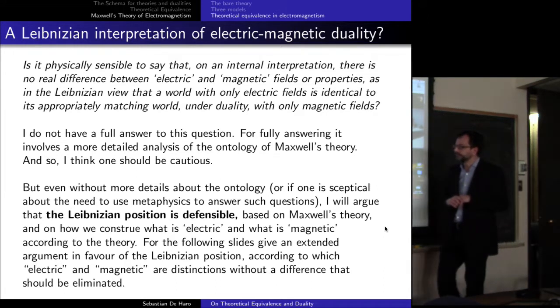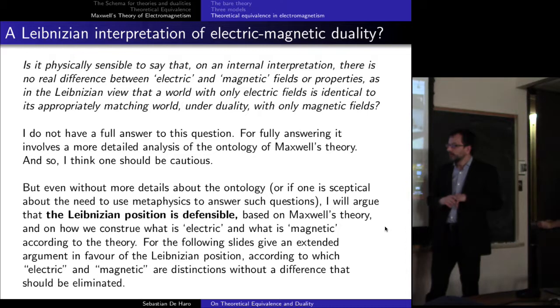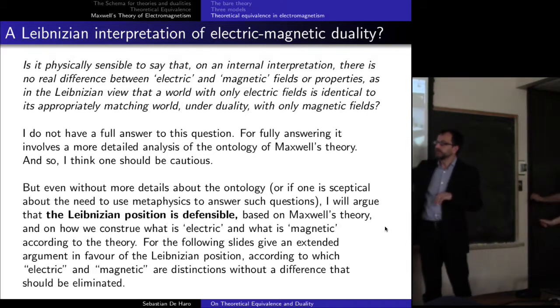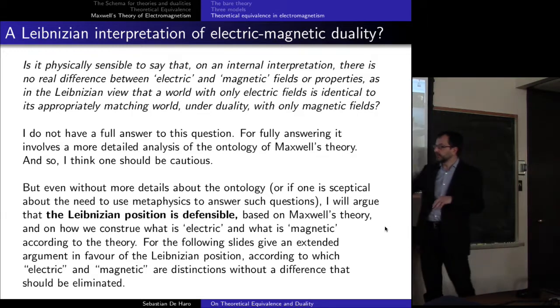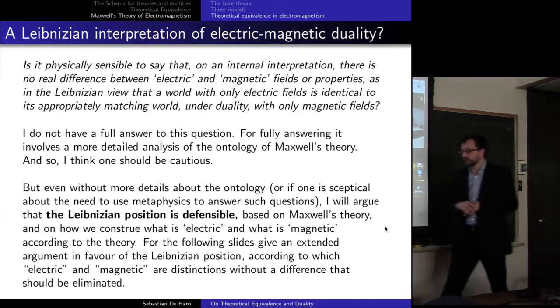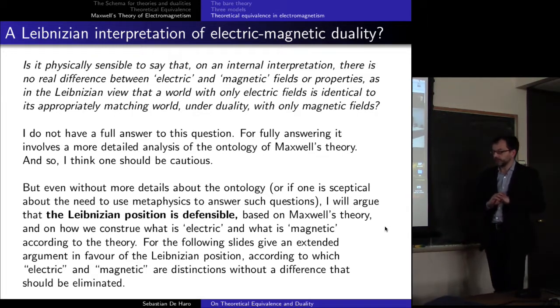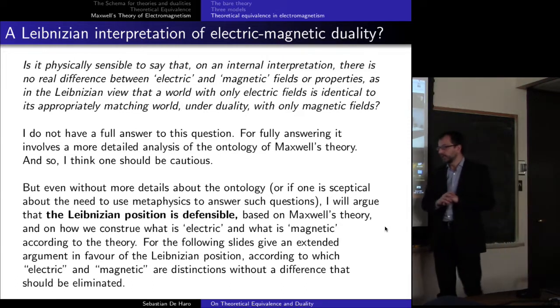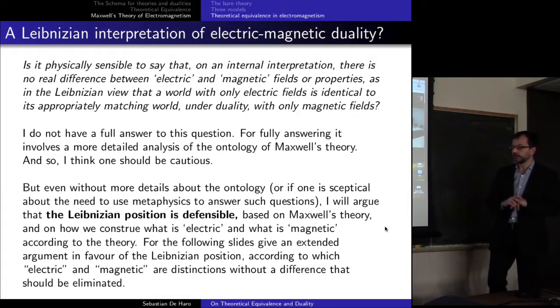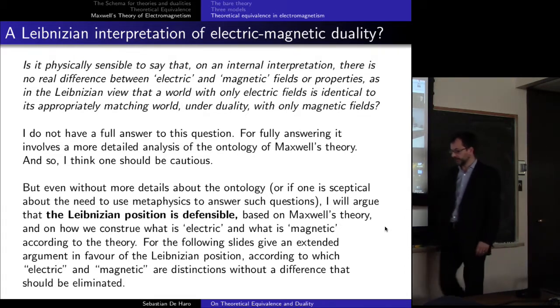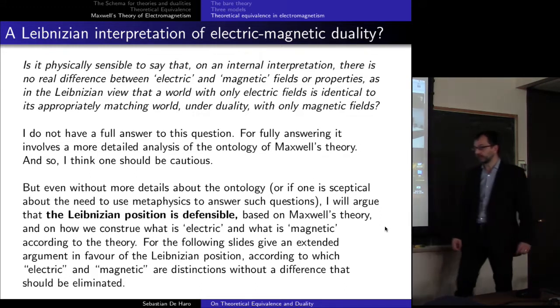But I do think one should be cautious. Even without going into details about the ontology, I will argue that the Leibnizian position is defensible, based on Maxwell theory itself and on how we construe what is electric and what is magnetic according to the theory.